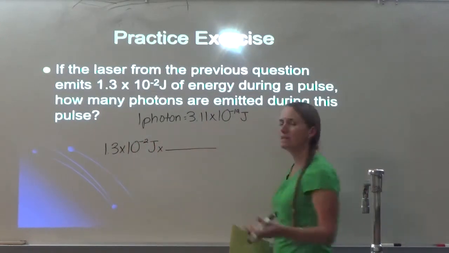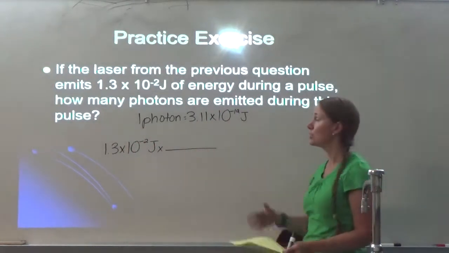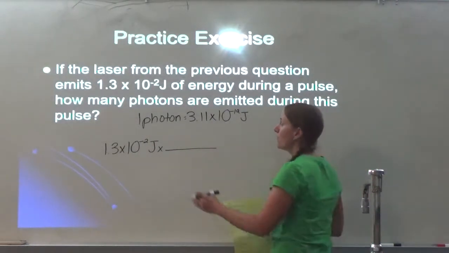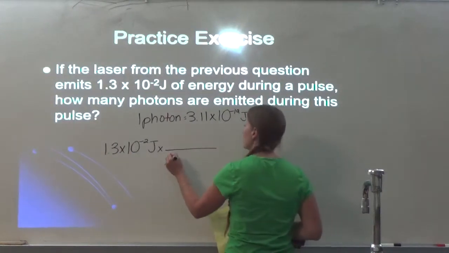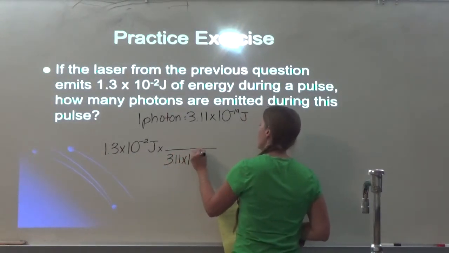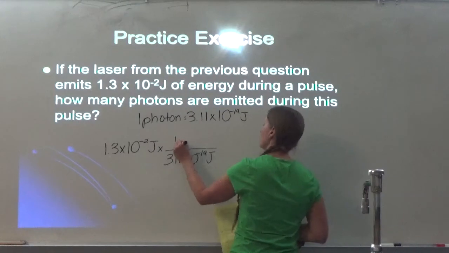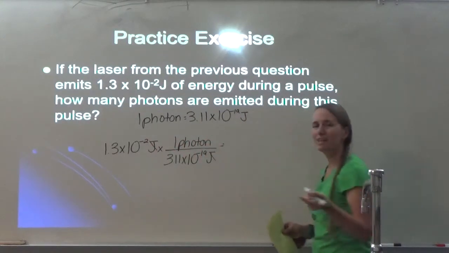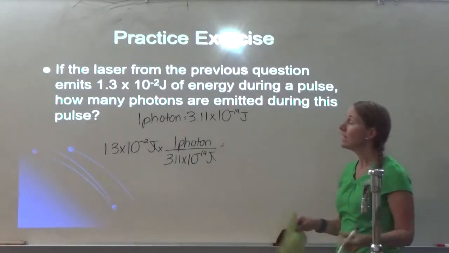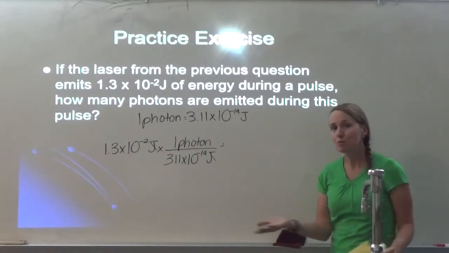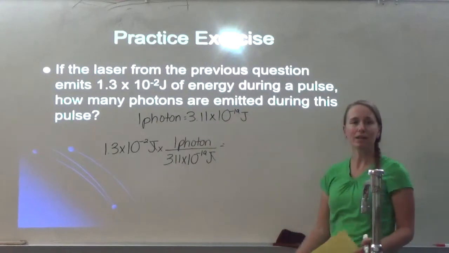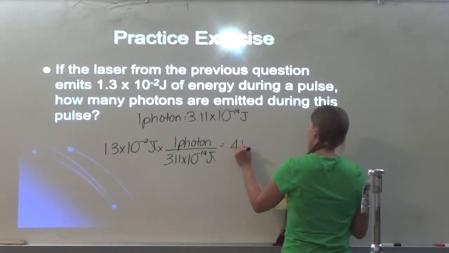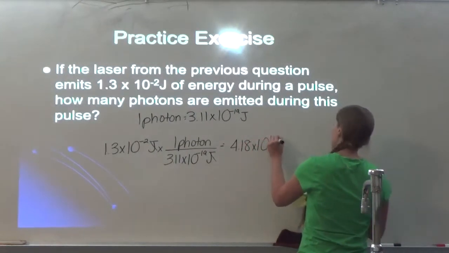So see, this is what I'm saying about setting it up like a conversion factor. You don't have to wonder like, oh gosh, do I multiply again? Do I divide? You just follow the golden rule. Joules has to go on bottom this time. So 3.11 times 10 to the negative 19 joules equals 1 photon. Because y'all, it asked me about photons this time, so I need the unit photons. So this time I divide. So if you're ever not sure, don't guess whether you multiply or divide, just set it up like a conversion factor. All right, and so once I did that, I got 4.18 times 10 to the 16 photons.